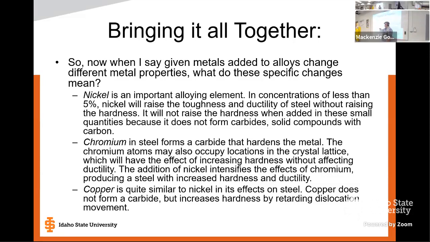Chromium reacts with steel to form a carbide. This is a particular type of chemical reaction that happens there that increases the hardness of the metal. Okay? Essentially, the chromium atoms go into certain locations in that crystal lattice, and by entering that lattice where they do, they make the lattice more resistant to the force that hardening deals with. Okay?